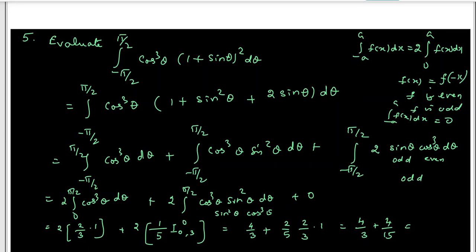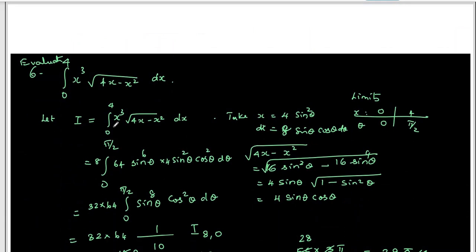So you have 4 by 3, when we take out, you have 1 plus 1 by 5. So that can be further simplified. So 5 plus 1, 6 by 5. So 24 by 15. Or further you can cancel 3 and write it as 8 by 5. So this is how we evaluate this one.